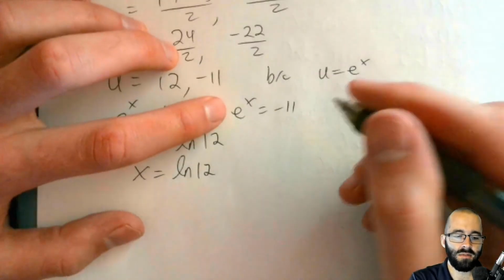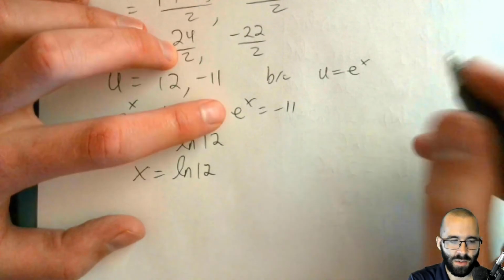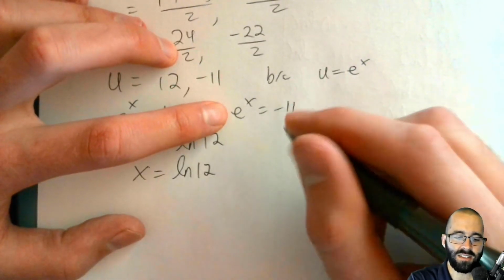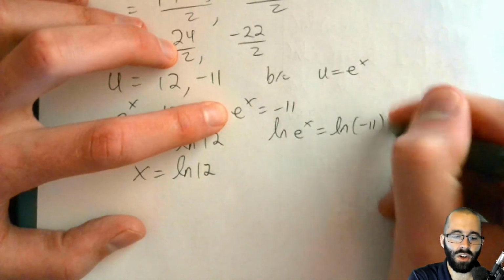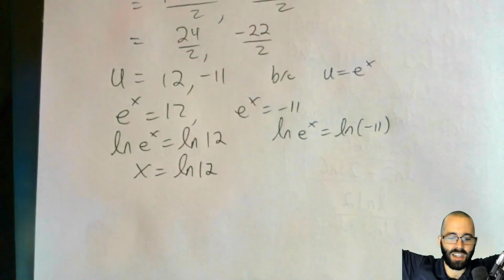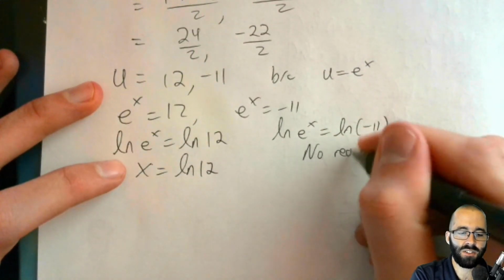The right-hand side, negative 11 is not in the range of the exponential, but let's say we forgot that. The right-hand side is the natural log of e to the x is equal to the natural log of negative 11. And you go, whoa, I can't take the natural log of a negative number. All right. There's no real solutions to this one.